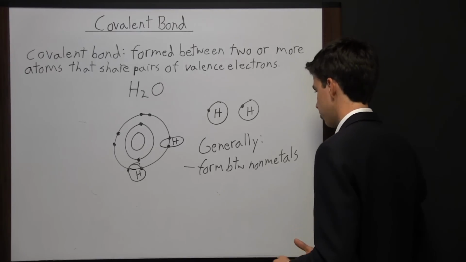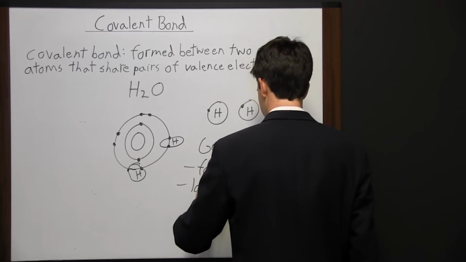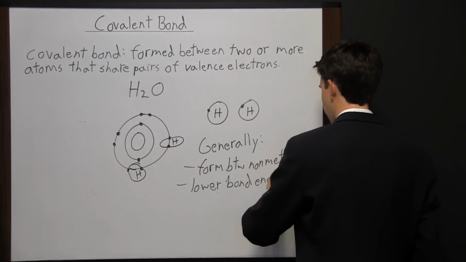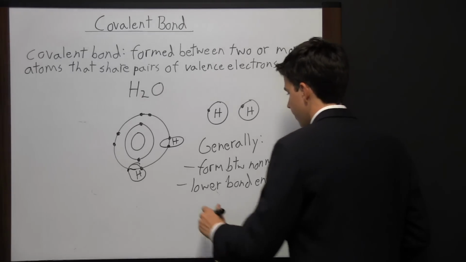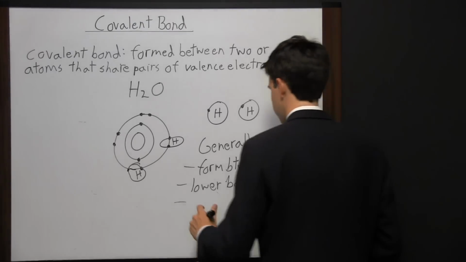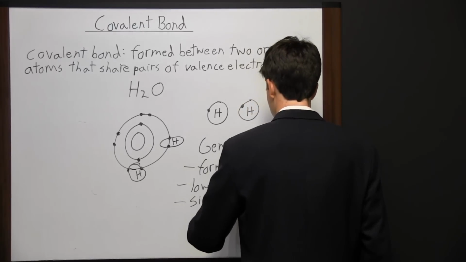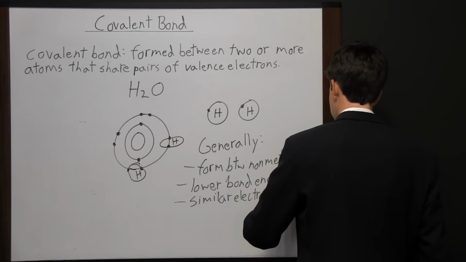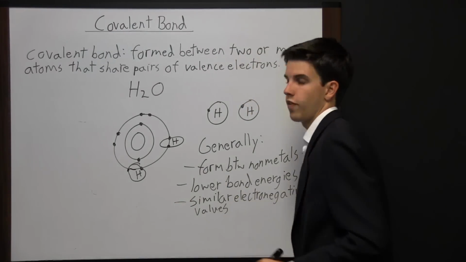And then covalent bonds generally have lower bond energies than ionic bonds, which a bond energy is the amount of energy it takes to break a bond apart, which the energy is usually in the form of heat. And then the atoms of similar electronegativity value usually form covalent bonds. So the atoms that make covalent bonds up have similar electronegativity values. So those are some general facts about covalent bonds.